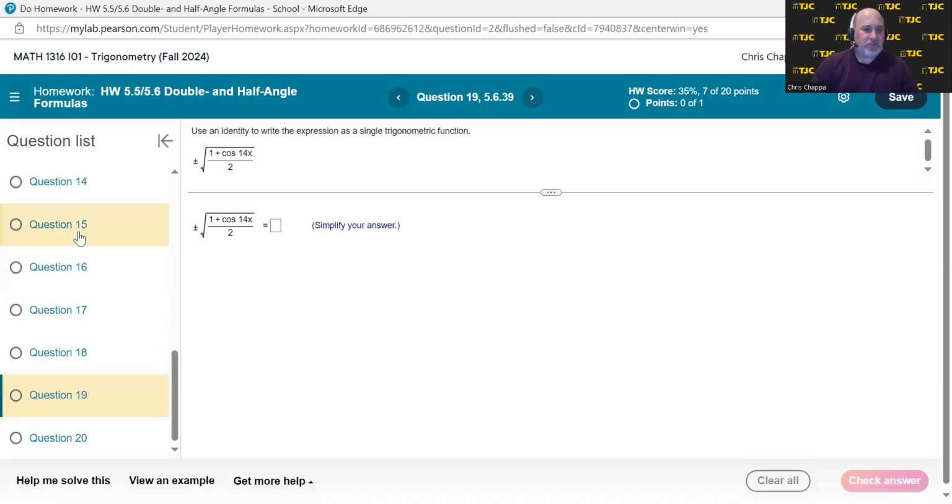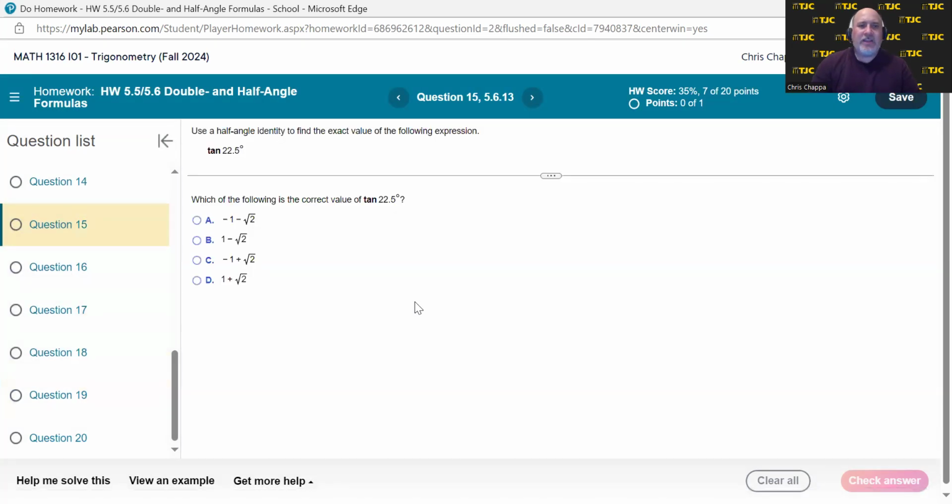So let's go back to 16, or was it 15? Yeah, I want to do 15. Use a tangent of half angle identity. Wait, wasn't that something different a minute ago? Hmm. Use a half angle identity to find the exact value of the following expression, tangent of 22.5 degrees.